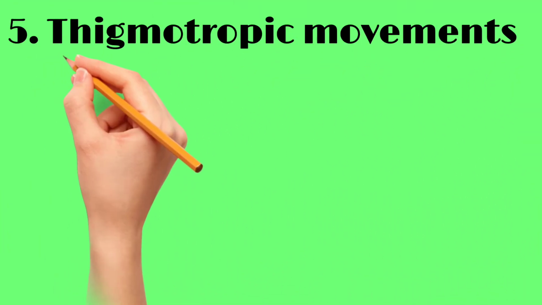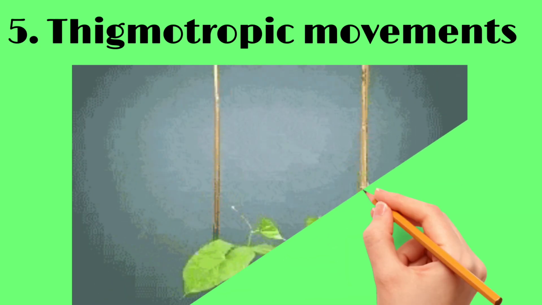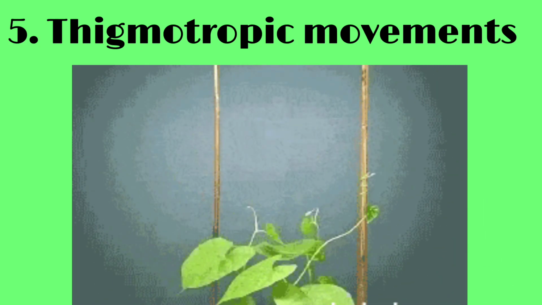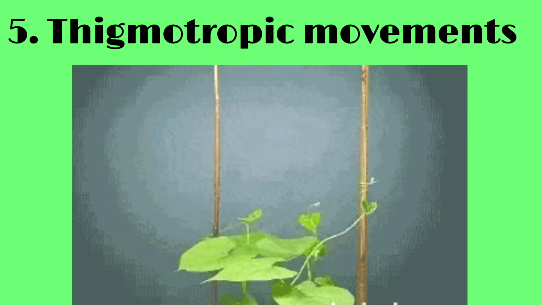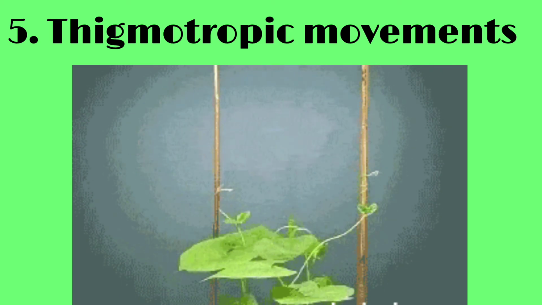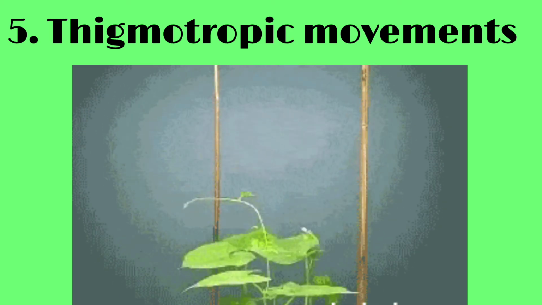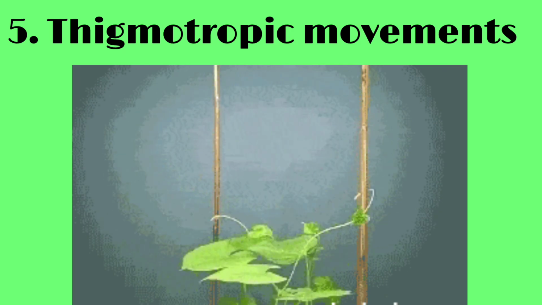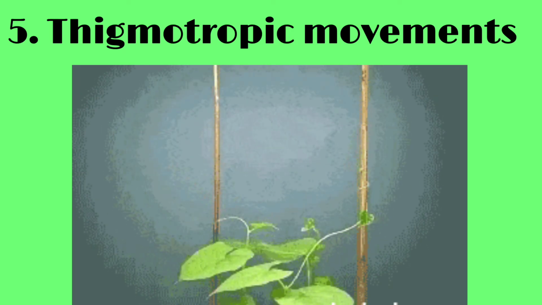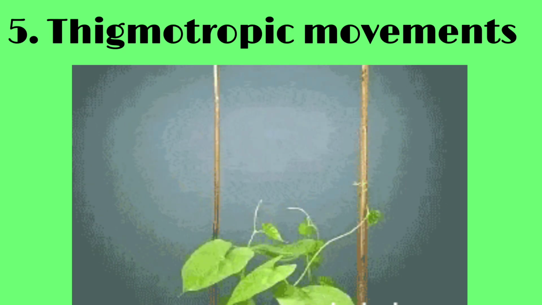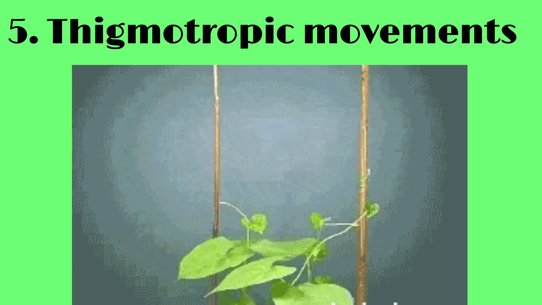Fifth type is thigmotropic movements. In these movements, plant parts move in response to touch. For example, plant tendrils coil around a support and climb up. So we can say tendrils are positively thigmotropic.